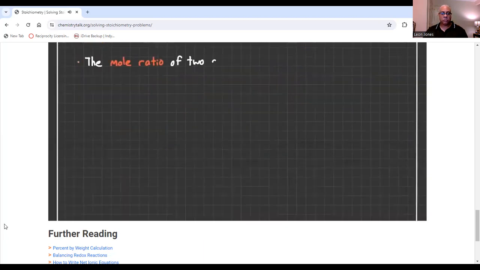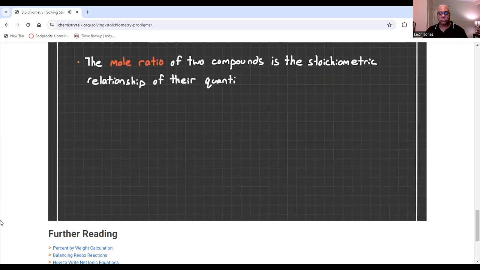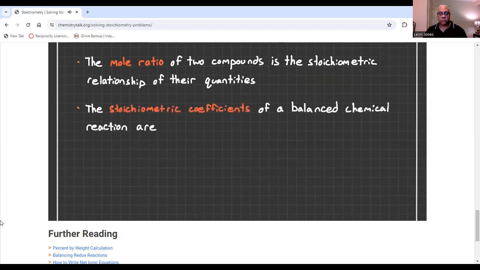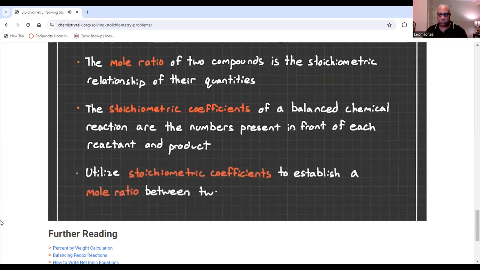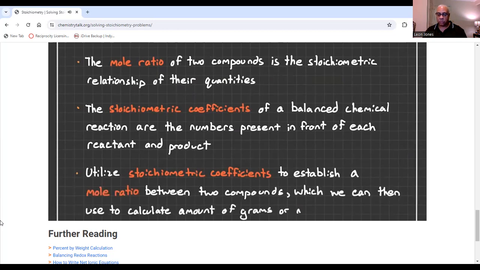In summary, we've learned that the mole ratio of two compounds is a stoichiometric relationship between their quantities. We also learned that the stoichiometric coefficients of a balanced reaction are the numbers in front of each compound in the reaction. Finally, we learned how to use stoichiometric coefficients to establish a mole ratio between two compounds, which we can then use to calculate the number of grams or moles in a compound.